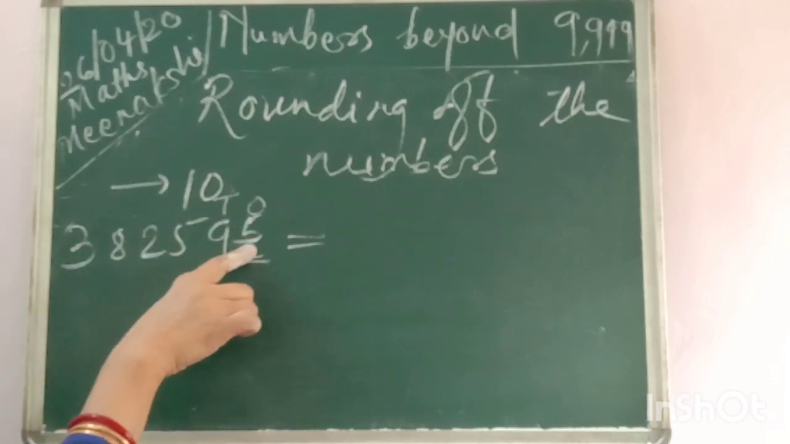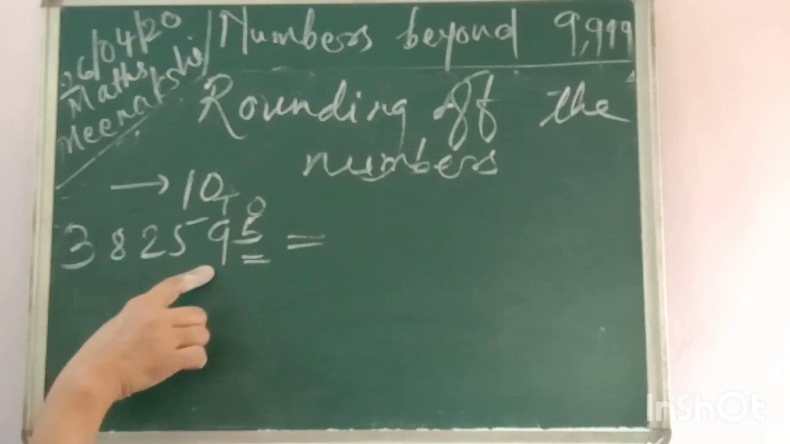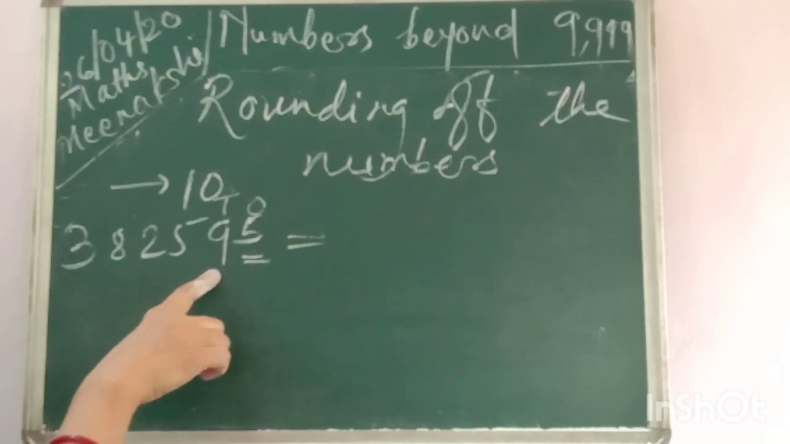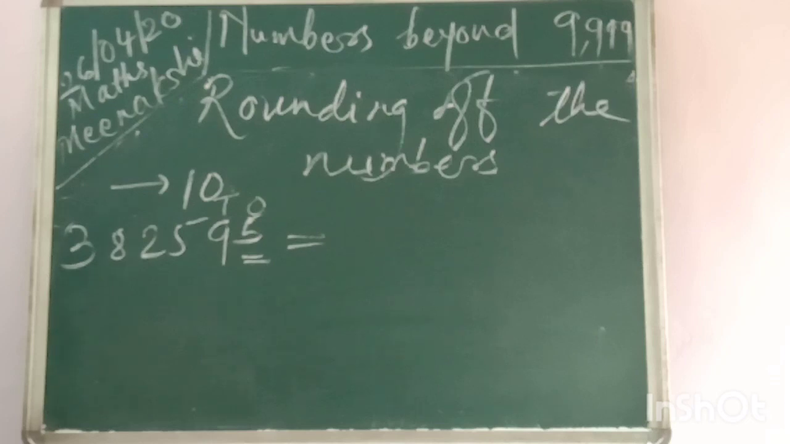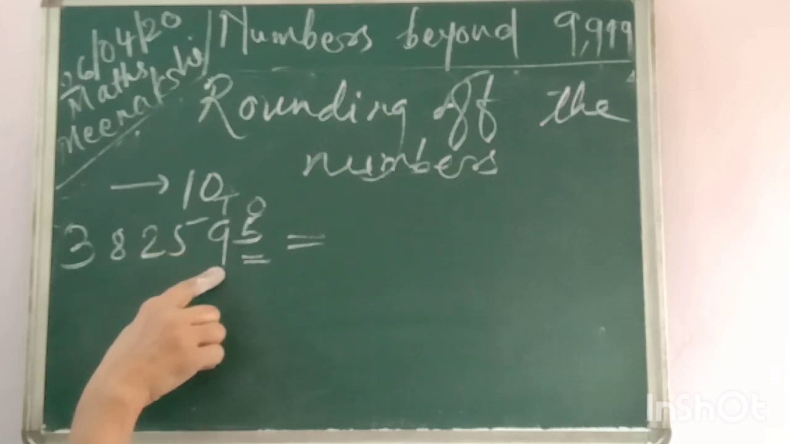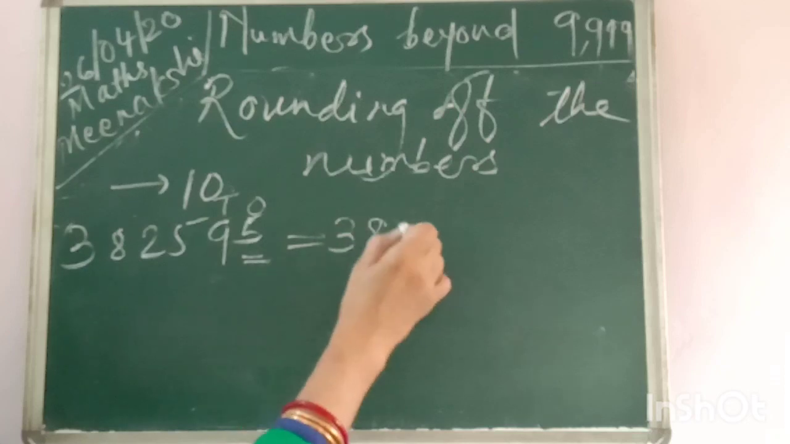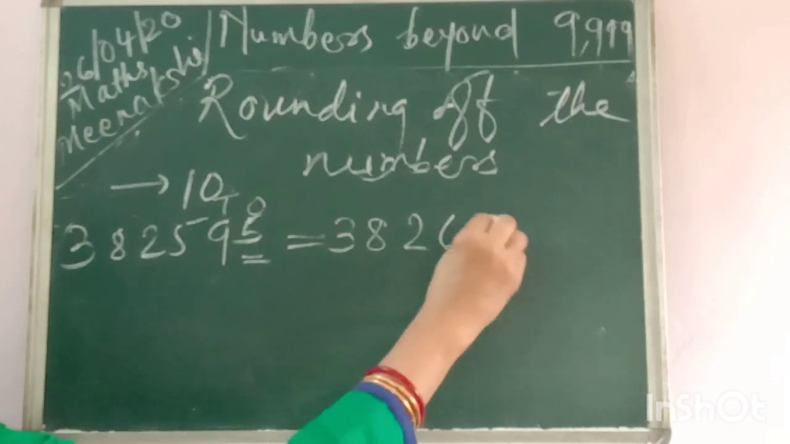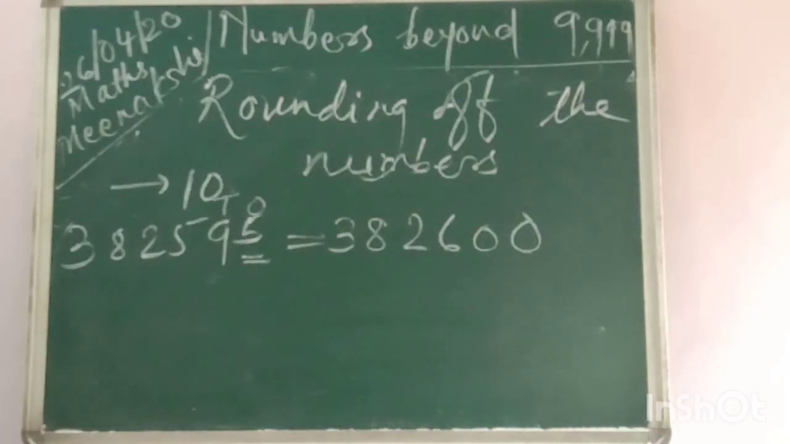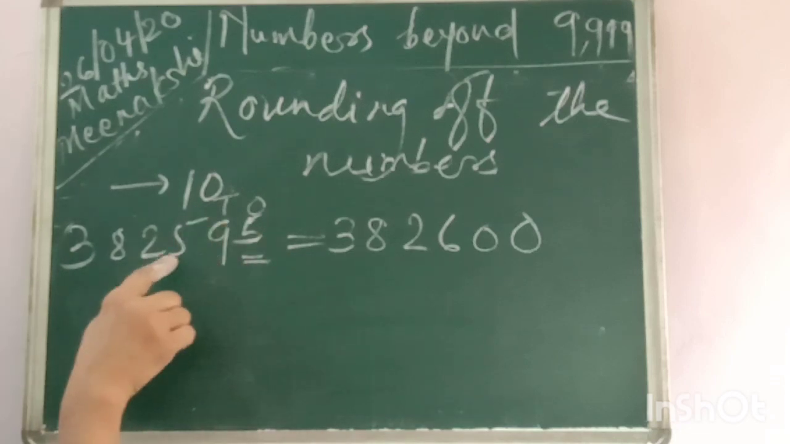Now if this digit is equal to 5 or greater than 5, then this tens digit will go to the next tens. For example, here this is 5. So what will you do? You will take this tens digit to the next value. So it will be 382,600. Because this is 5, this will go to the next, that will be 10, and here we will add. So 382,600.